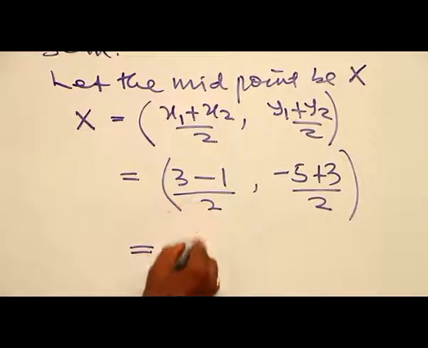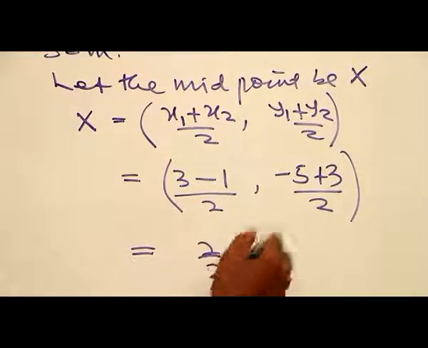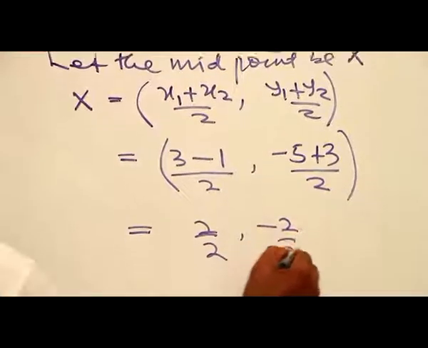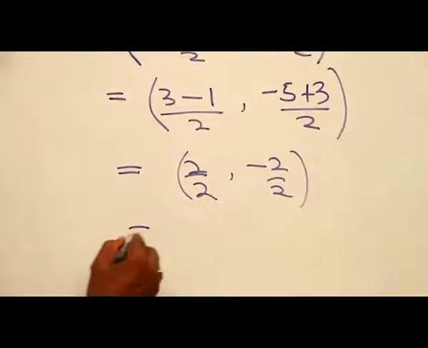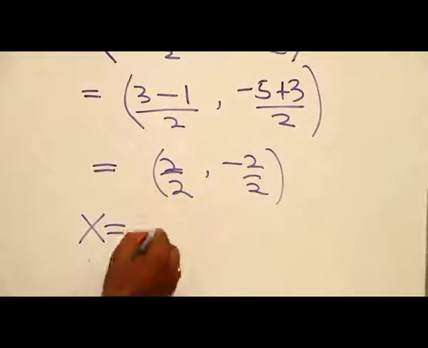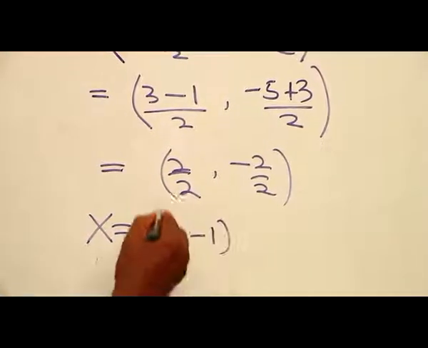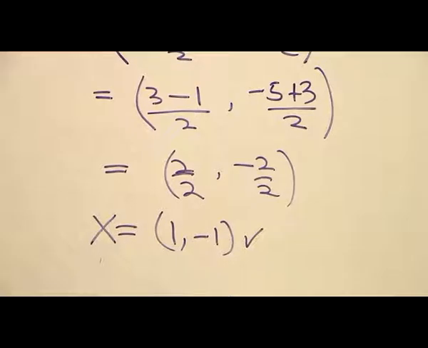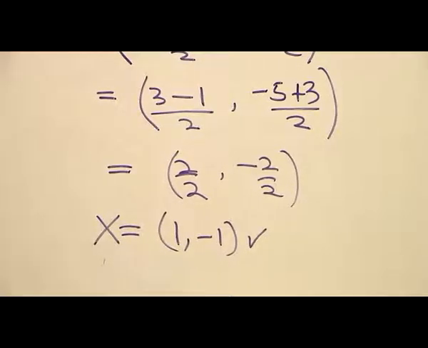Now simplify this, that is 2 all over 2, and this is minus 2 all over 2. Simplifying further, the point S will be equal to (1, minus 1). And this is the solution of the problem.